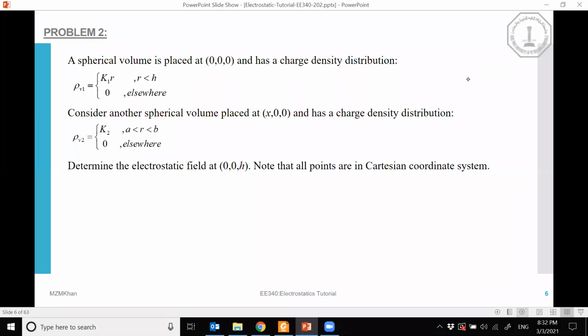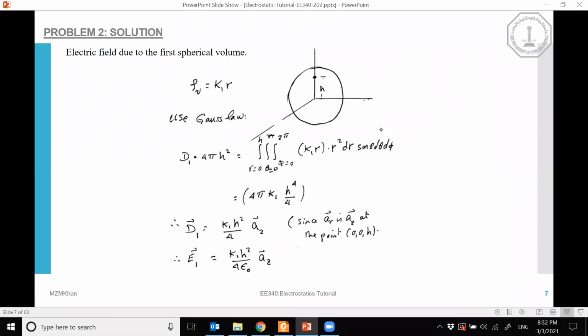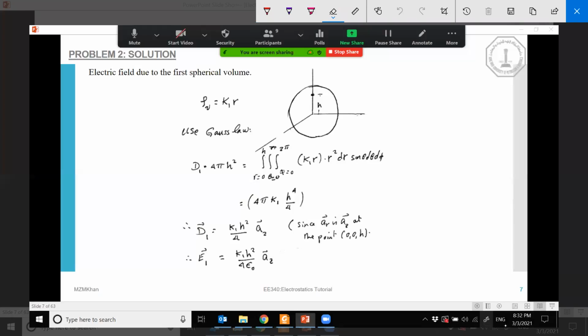Now, how to solve it? So if you see here, how it was done. So this is your spherical volume. Rho V is K1R. And this is my spherical region, and this is placed at origin. And I need to find the value of my electrostatic field at height h. So height h is on the surface. Okay, just remember, height h will be on the surface. It will be here because this is your volume.